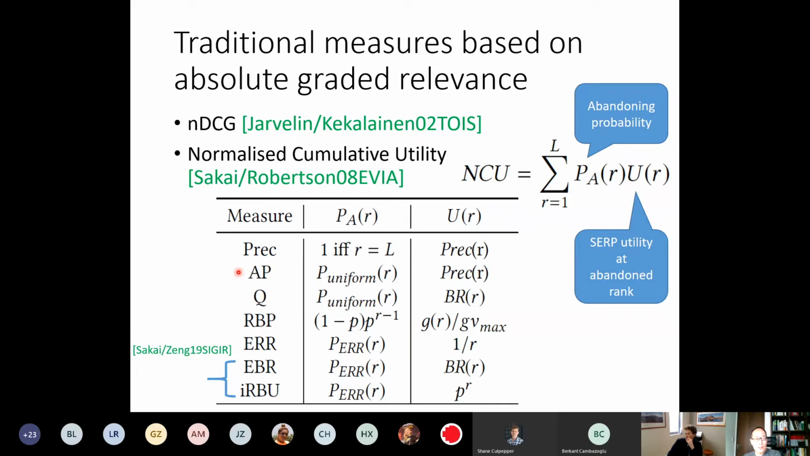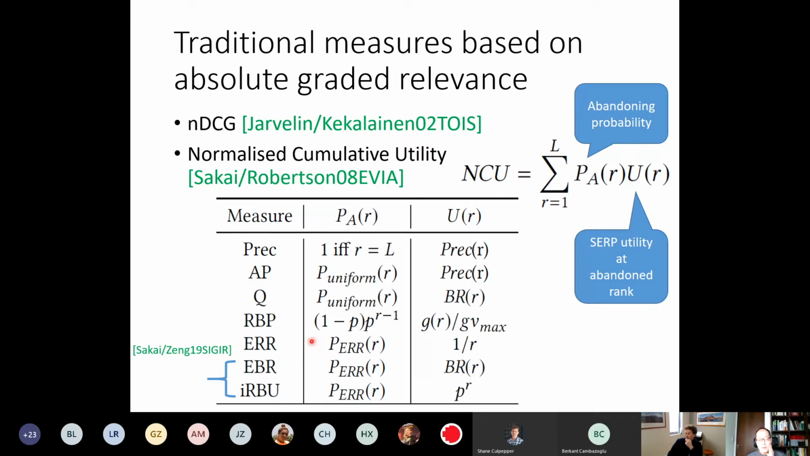I know, Alistair, Justin, you don't like this formulation, but average precision assumes that there is a user group on every relevant document, and the distribution of these users over all relevant documents is uniform, and the utility is given by precision for each user group, and so on. RBP can be understood in that way as well.